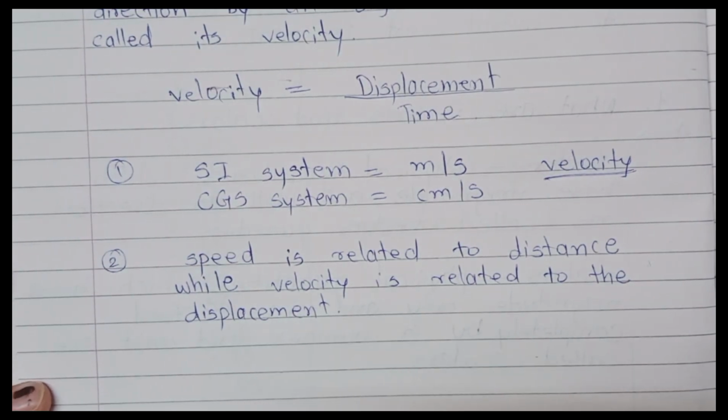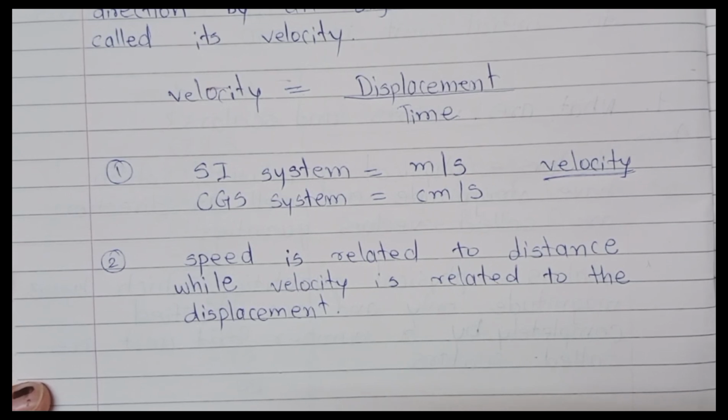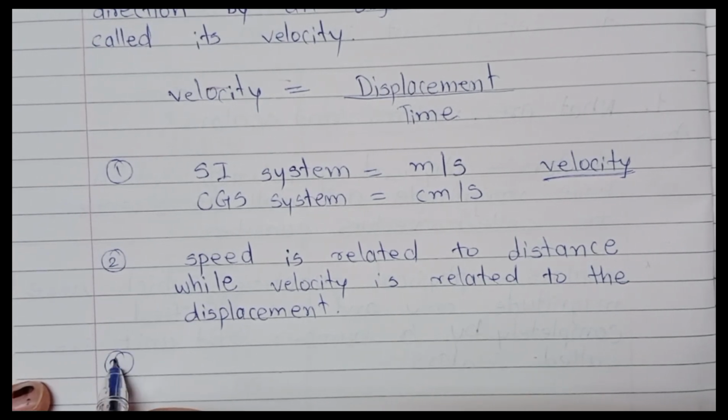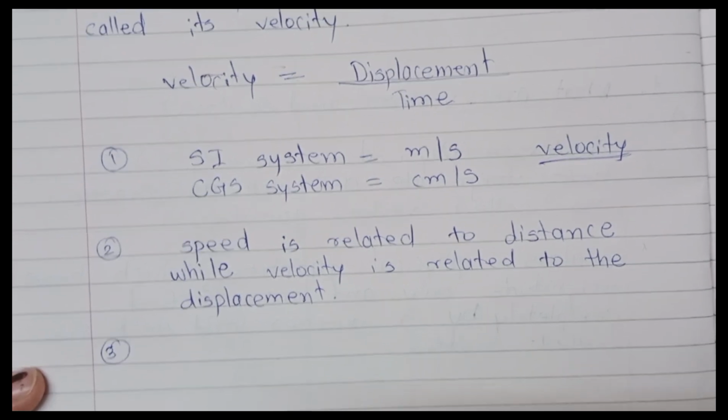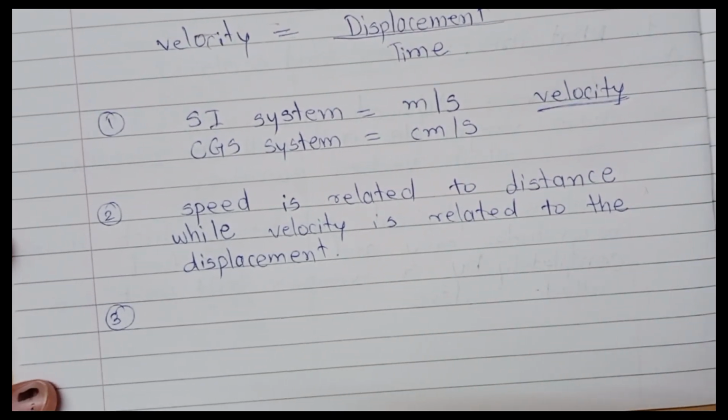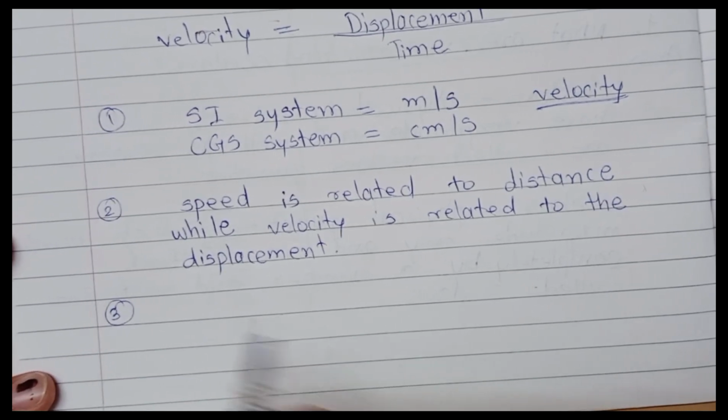Now look, third point. In your textbook: if the motion is along a straight line, the values of speed and velocity are the same. Otherwise, they can be different.